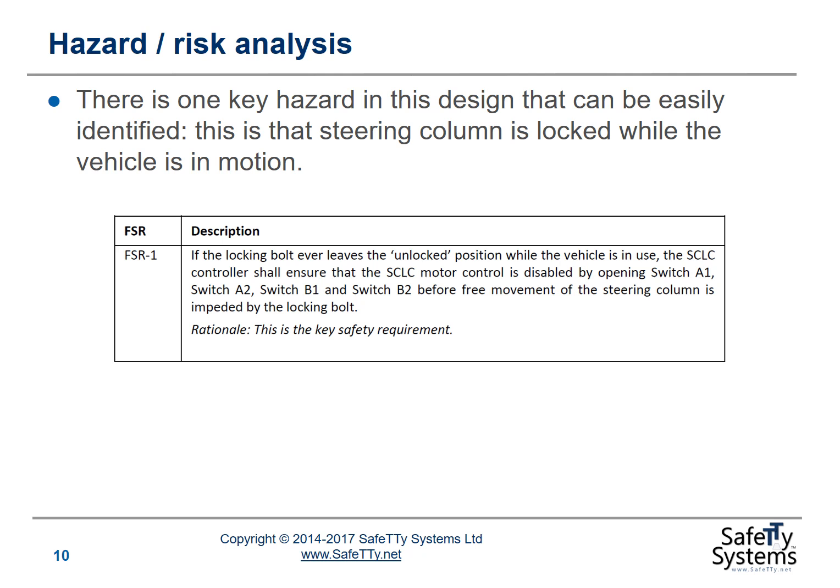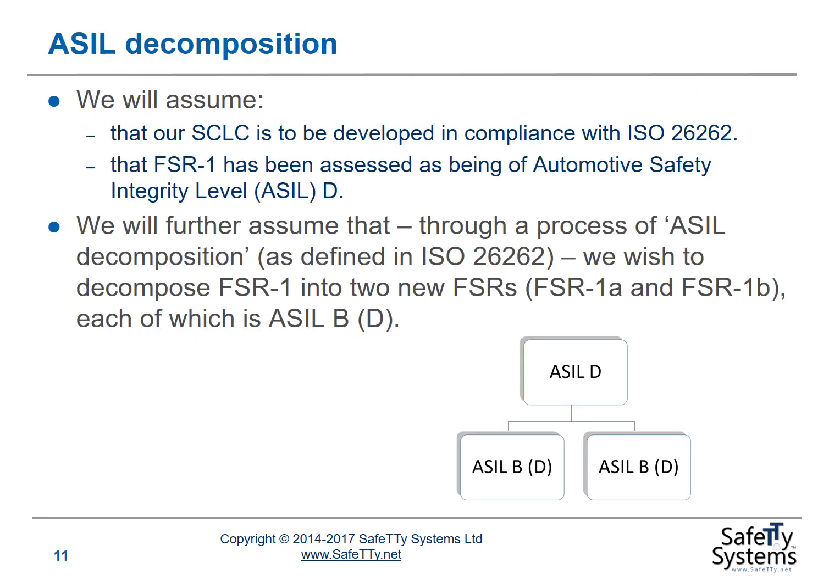So we need to be able to detect that the locking bolt is moved, and we need to be able to react before there's any risk that the locking bolt can actually lock the vehicle, if the vehicle is ever in use. So as noted at the beginning of this video, we're going to assume that our controller is developed in compliance with ISO 26262, and we're going to assume that our functional safety requirement FSR1 has been assessed as being of automotive safety integrity level D.